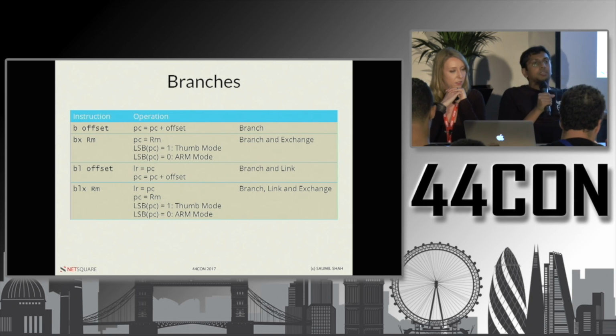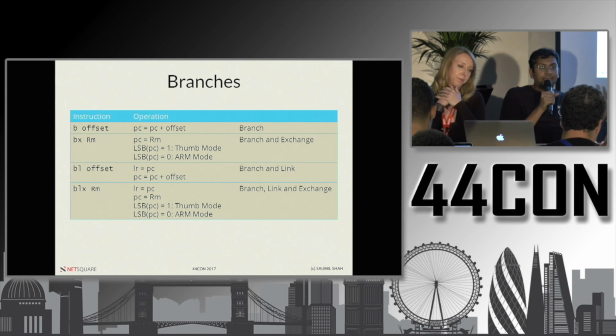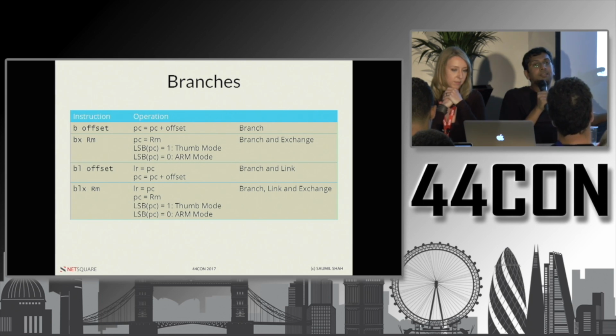Step back a little bit. In ARM, I told you that all instructions are either 4 bytes or 2 bytes, and all access to instructions is fully aligned. So your program counter can only have even numbers, multiples of 4 or multiples of 2.